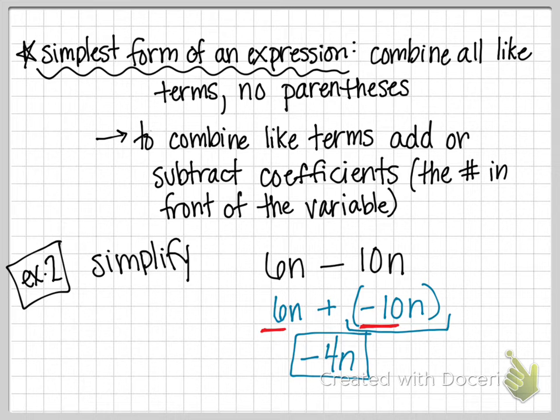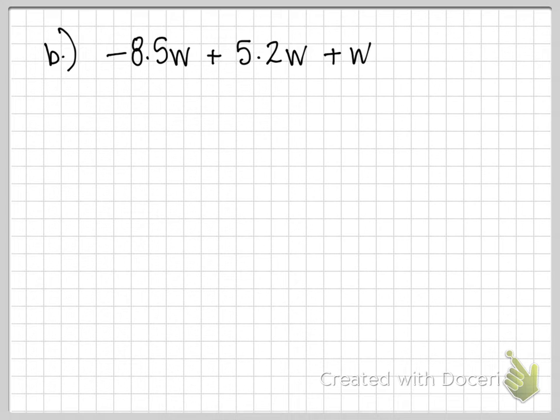Nicholas? Can there be like 2 different variables on one question? Yep. There can be 2 different variables. Let's see if we get one. No, not yet. We will. There can be 2 different variables in one question. You need to combine the like terms with the variables. But let's do this one. We'll do a few more examples so that we feel comfortable with this.